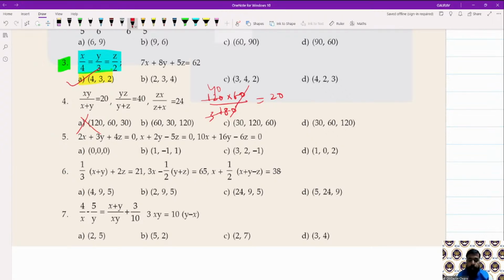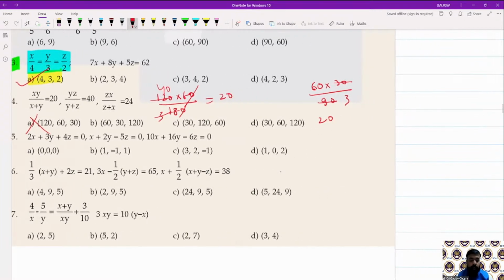B says x into y. So if we try x into y, it is 60 into 30 upon 60 plus 30, which is 90. So let's check whether we are getting 20 or not first. So it is giving 20. So the first equation is satisfied. Let's check with the others also, whether it is able to satisfy all the equations or not. So yz is 30 into 120 divided by the sum 150, which should equal 40. 0 and 0 getting cancelled. Then we can cancel with 3 or directly with 15. So this time we are getting 24. On the right hand side it is 40. That means equation number 2 is not satisfied by option number B. So it is incorrect.